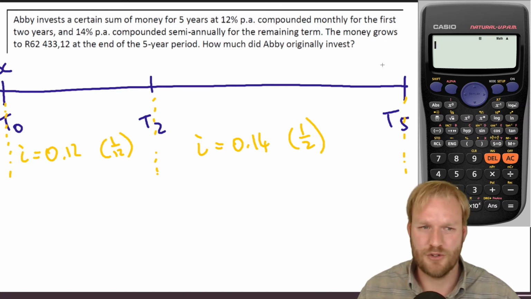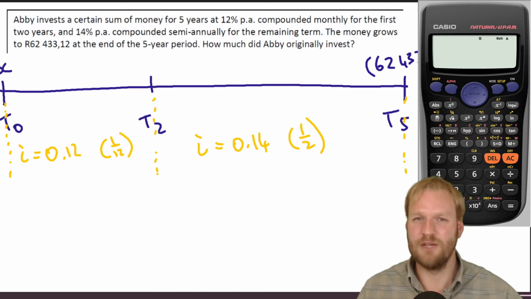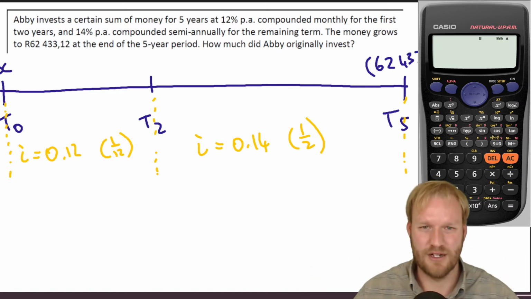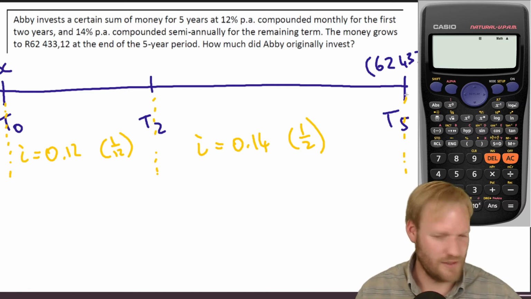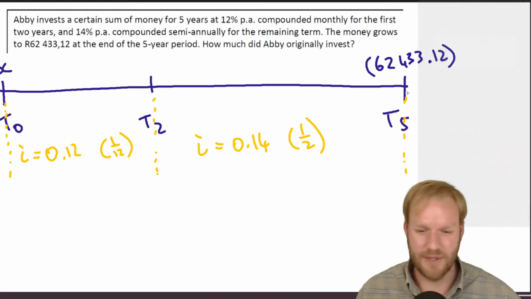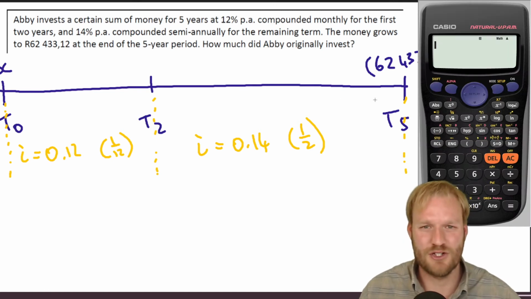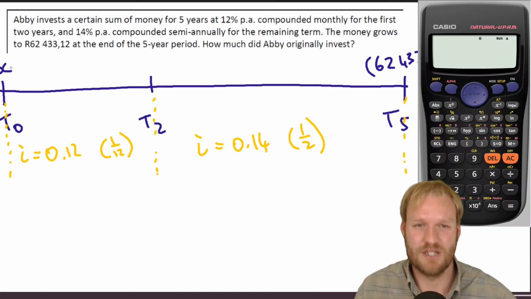In brackets, or minus, my idea is almost that at the end, this amount was withdrawn and the account's closed or something like that. So I'm putting it in brackets. You could put it as a minus, and somewhere behind that calculator is obviously the full amount. Okay, so how much did she originally invest? What's the value of X?